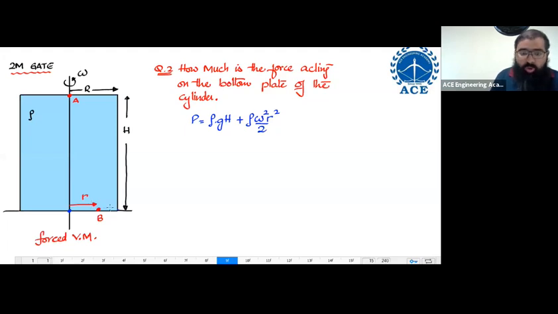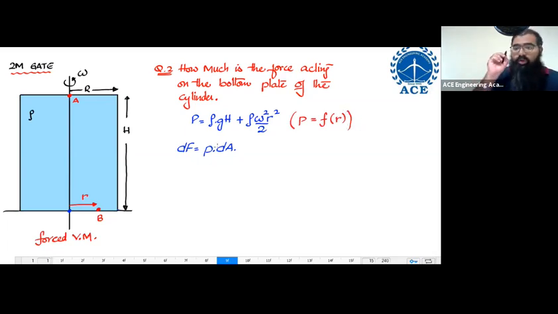If pressure throughout the bottom plate is variable, I should say over here, differential force has to be equal to pressure multiplied by differential area. Why am I doing all these things? The reason is because pressure over here is not constant. Pressure over here is a function of which axis? Radial axis. That is why I'm doing all these things.